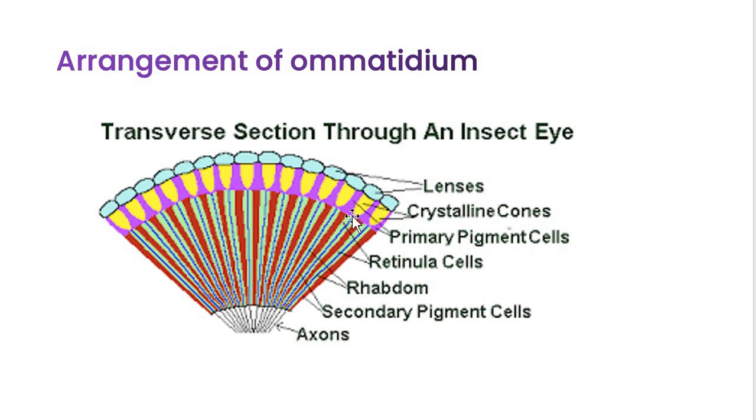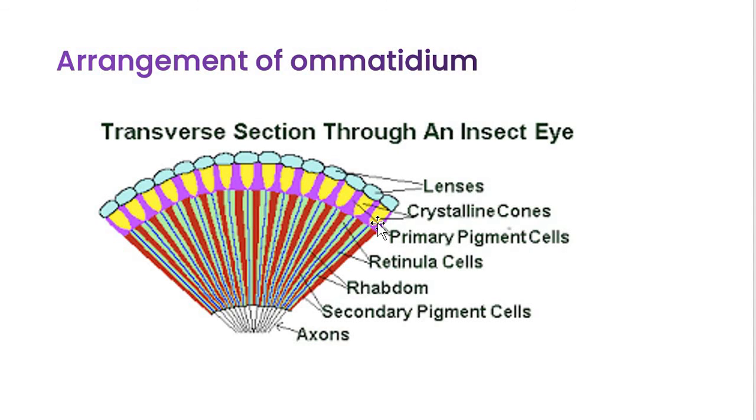Then here you can see the primary pigment cells. Then the retinula cells, which act as the sensory apparatus. They give sensation to the optic apparatus. And here you can see the rhabdom and secondary pigmented cells. The axons collectively unite at a point to form a uniform structure. So this is the transverse section of the insect eye.